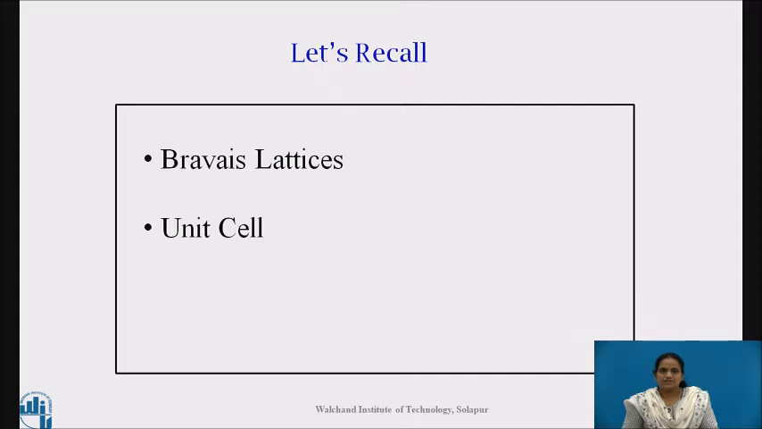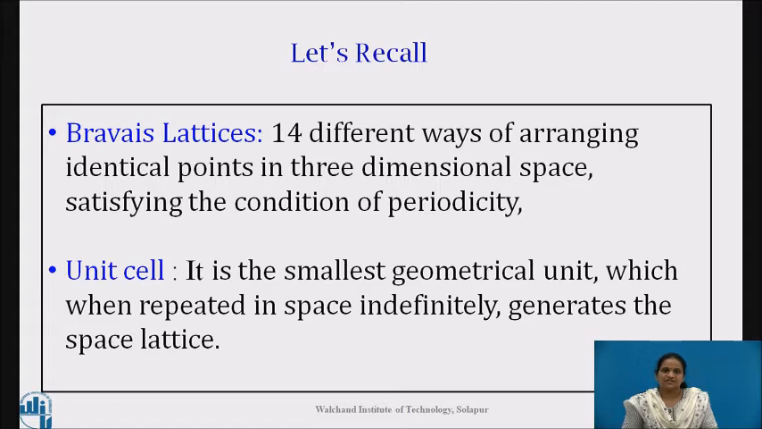Dear students, in the previous sessions we have learnt about crystal systems and Bravais lattices. So to proceed further, let us recall the terms: what is meant by unit cell and Bravais lattices. I request you to please pause the video, think for a while and try to answer. Yes students, you are correct. Bravais lattices are the 14 different ways of arranging identical points in three-dimensional space, which satisfies the condition of periodicity. And unit cell is the smallest volume which carries the full description of the entire lattice.